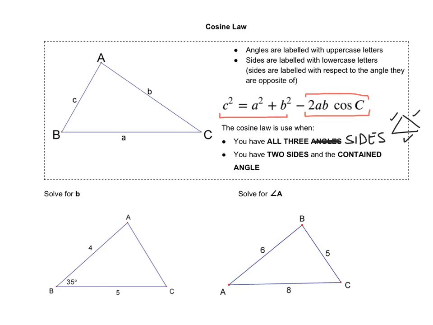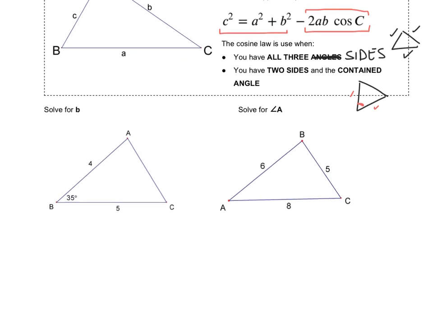The other one is when you're given two sides and the contained angle. So what that would look like is you have these two sides here and then the little angle that those two sides form. I like to call that the duck or the alligator, just something to remember it by. So let's start off with our first triangle.